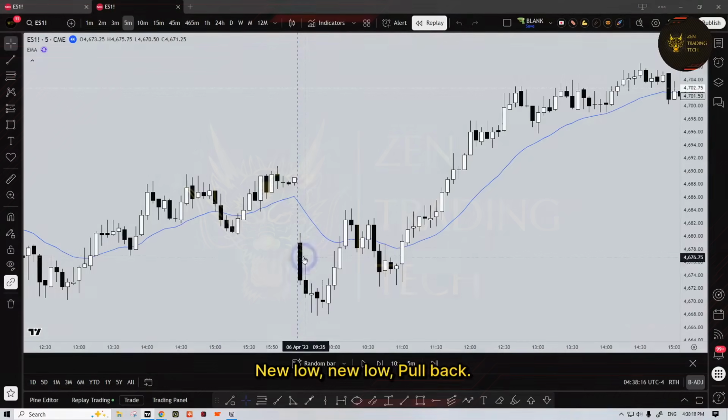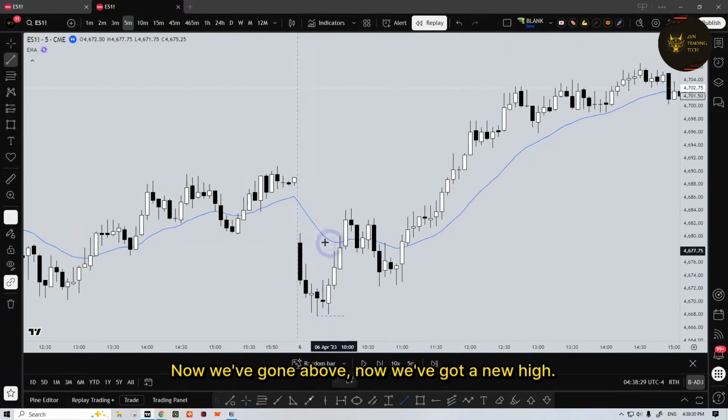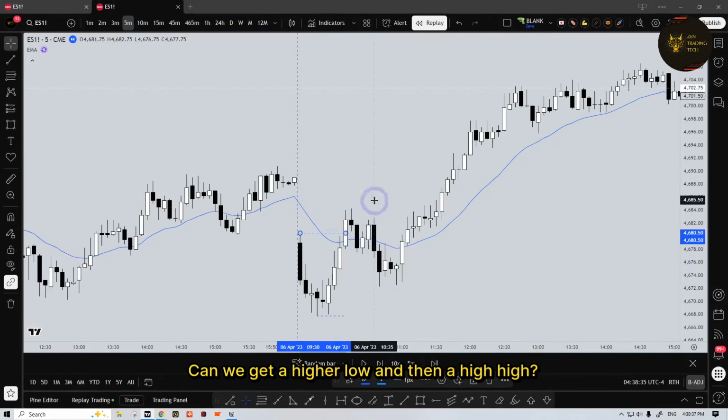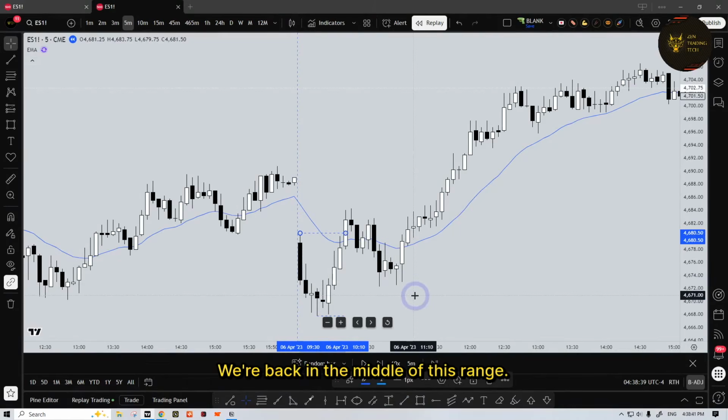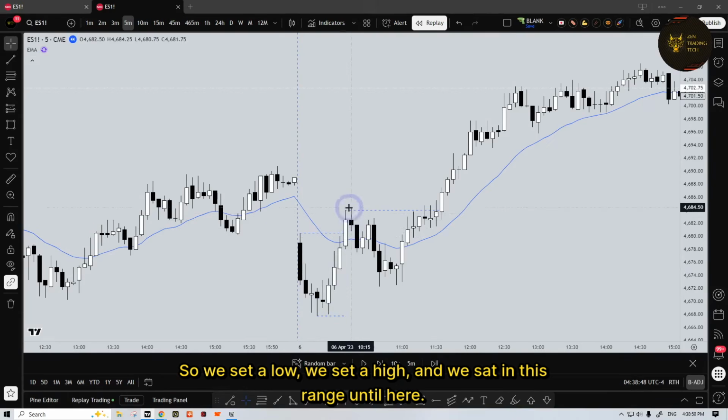New low, new low, new low, pull back, but never got a new low. Now we've gone above. Now we've got a new high. Can we get a higher low and then a higher high? No, we're back in the middle of this range. So we set a low, we set a high, and we sat in this range until here.